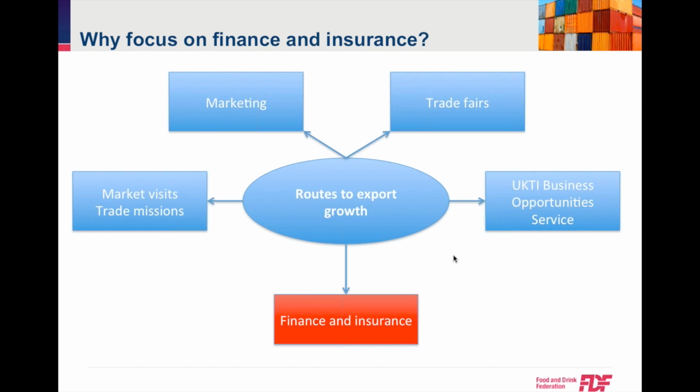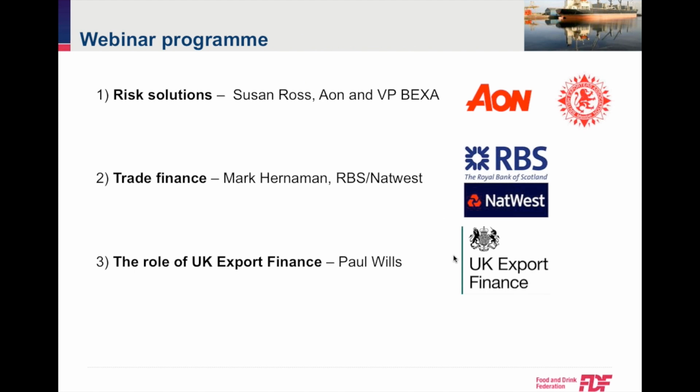And we're going to start off by hearing from Susan Ross, next slide please, from Aon, who will give you an overview of some of the risks associated with exporting and some tips on risk management and insurance options to help protect and sustain a growing export business. Then we'll hear from Mark Hernamen at RBS on trade finance options available to food and drink manufacturers and how they can help you successfully secure and finance larger orders and reduce financial risk for all parties involved.